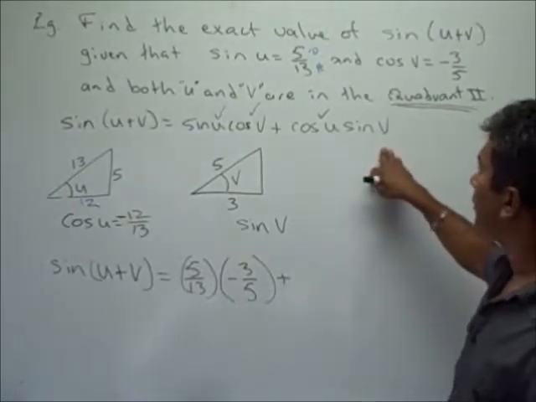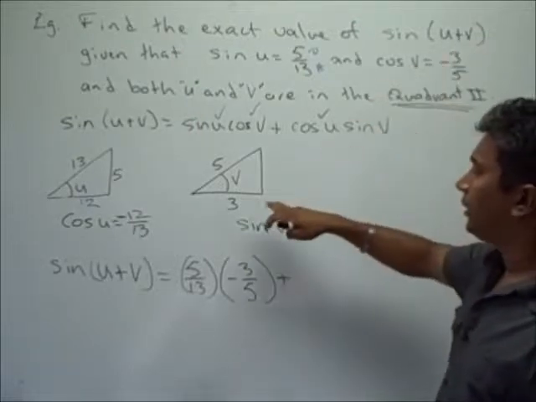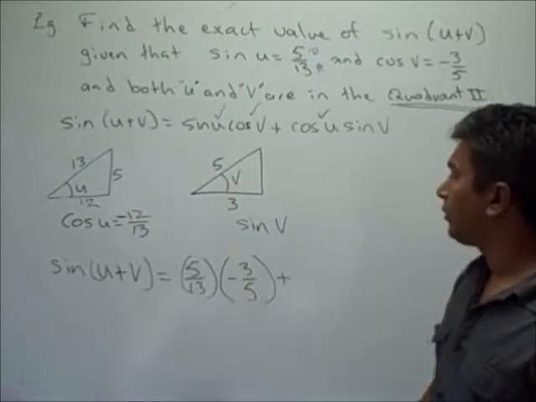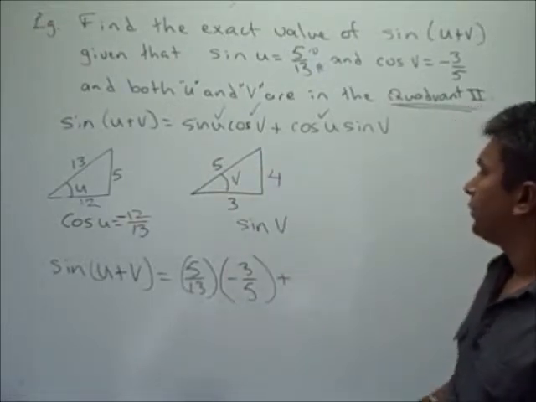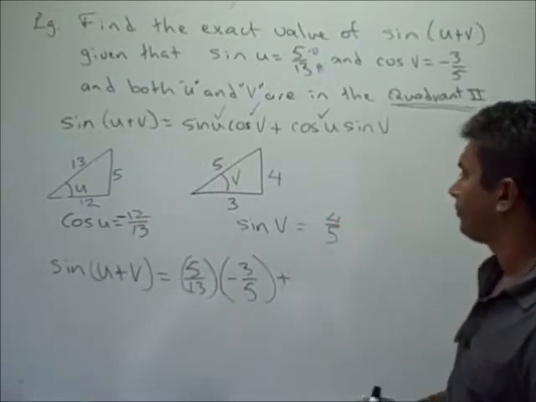We now need to find sine v. Cosine v is negative 3/5, so our adjacent is 3 and our hypotenuse is 5. Using the Pythagorean theorem again, we get our opposite being 4. So sine of v would be 4 over 5.